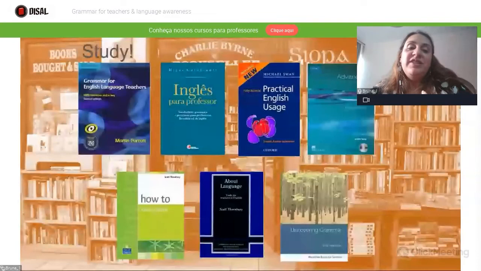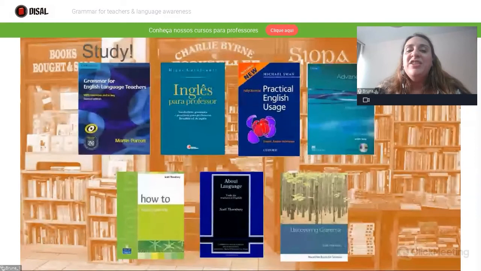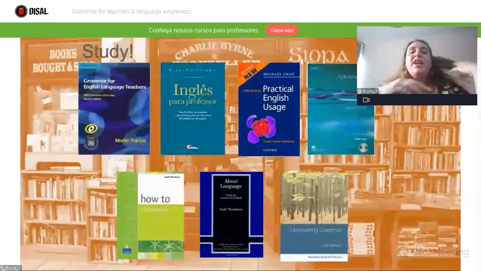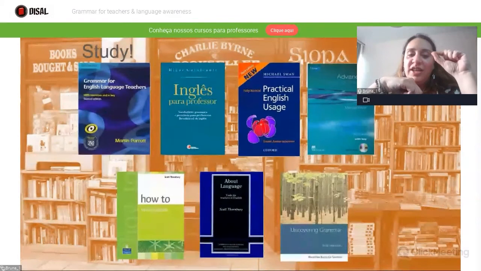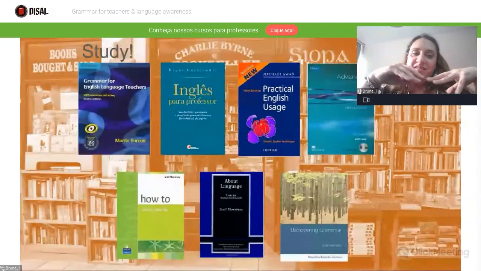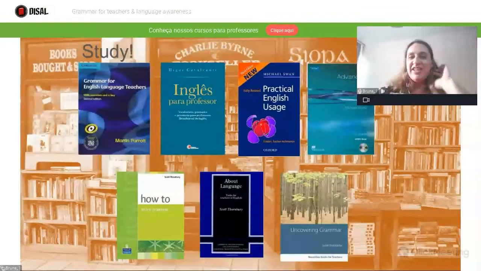One of my favorite ones is About Language by Tom McArthur. There is a new edition, so this picture is old, but it's a very interesting book for you to be aware of the language. And all the other books that I mentioned here are very interesting too. Inglês para Professor by Igor Cavalcante, I got some parts of his book here today. It's in Portuguese, but it explains how things are in English very well. It's published by Disal. You could take a look at these, and all the others are very interesting.